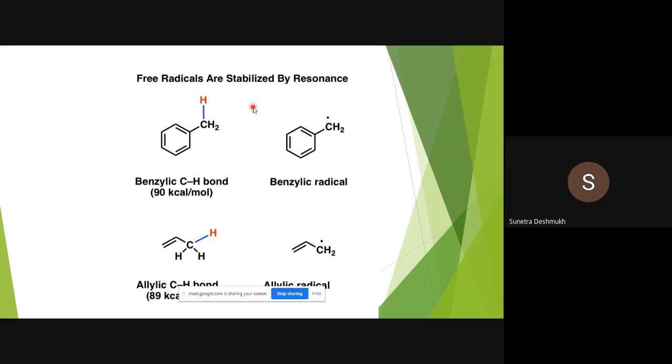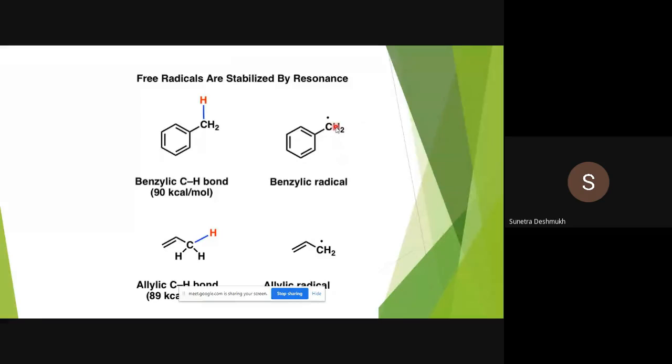Next, free radicals are stabilized by resonance, that we have seen. So here is the benzylic CH bond having bond dissociation energy. Pay attention to which bond we are going to break. This CH bond we are going to break from the methyl group, which has bond dissociation energy 90 kilocalorie per mole. If you consider the bond between this carbon atom on the benzene ring and CH, that bond dissociation energy is much higher. So we cannot break that bond. It's not easy to break that bond. We only have the option to break this bond and generate this benzylic free radical.